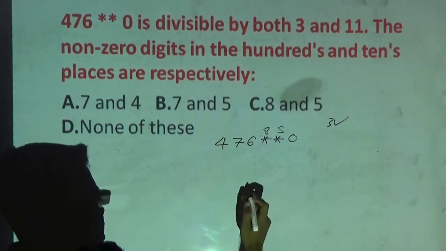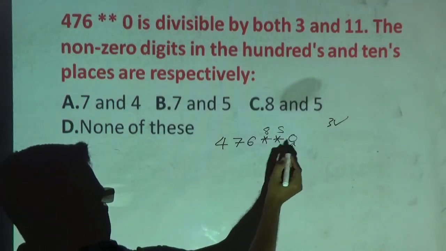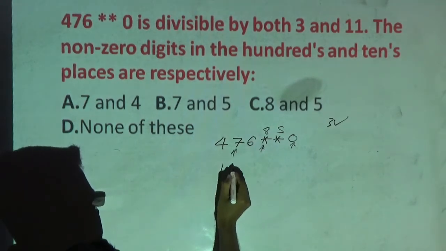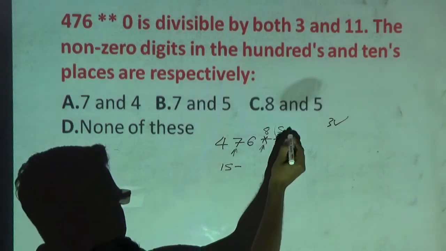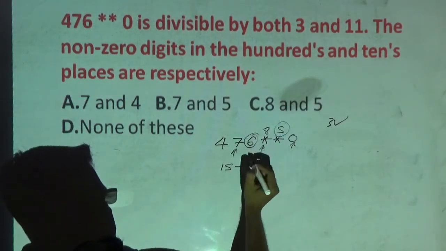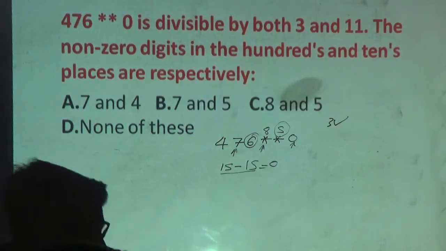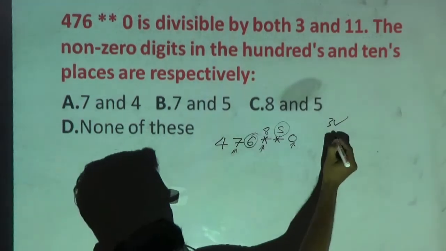How to check for divisibility by 11? Sum of all the odd place digits. What are the odd place digits? 0, then 8, 8 plus 7. What is 8 plus 7? It is 15. Minus the sum of the digits in even places. What are the even place digits? 5, 6, this will be 11. 11 plus 4 is 15. 15 minus 15 is 0. 0 is divisible by 11. Therefore, the answer for this question is option C.